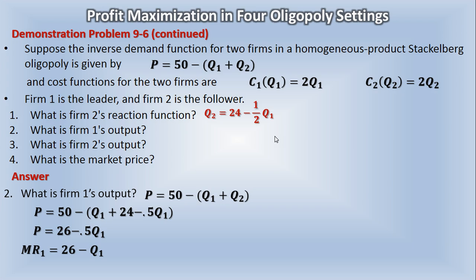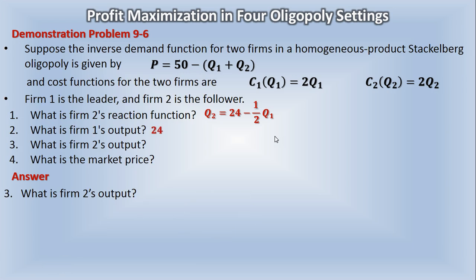So here is the marginal revenue for the leader, 26 minus Q1. Marginal cost is equal to 2 for firm 1. So 26 minus Q1 equals 2, and then just solving for Q1 gives us the Stackelberg leader's output, in this case 24 units.